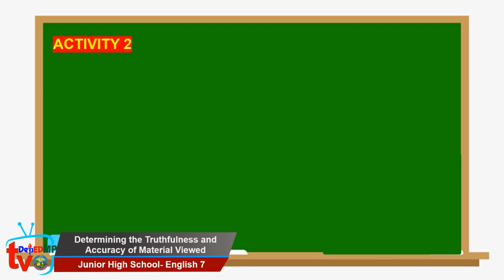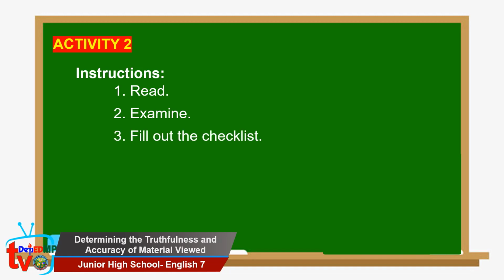Hello again, dear student. Please bring out your activity sheet. Given this checklist as your guide, you will further your learning in the second activity. Instructions. Number 1, read the article with our reporter. Number 2, examine if there is truth in it or the data is accurate. Number 3, fill in the checklist with yes or no depending on your findings. Number 4, evaluate if the article contains truthfulness or accuracy. And the last one, justify your answers why or why not.